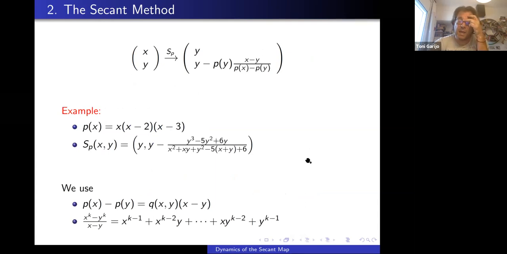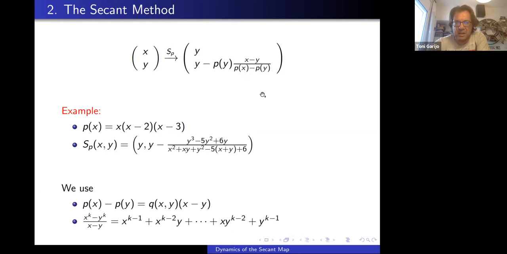Well, we make an example. Here we see the expression of the secant. Just a comment: here we see this quotient (x minus y) over (p(x) minus p(y)). Apparently, if x is equal to y, you have 0 over 0. But this is not really the case, because the polynomial p(x) minus p(y) has x minus y as a divisor. So we can make this division, and the result is 1 over a polynomial.